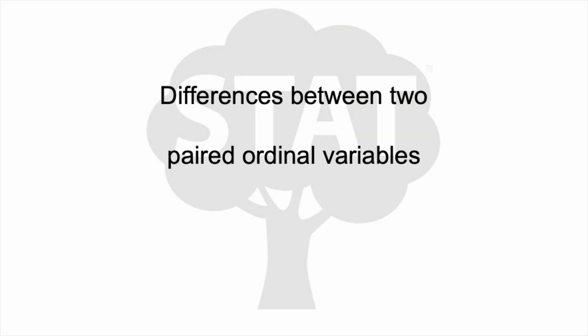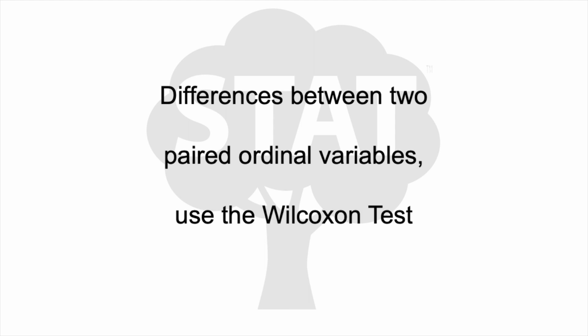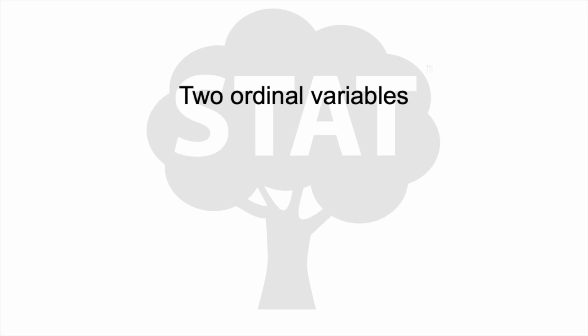To test whether there are differences between two ordinal variables, the Wilcoxon matched pairs sign rank test would be appropriate. This test is similar to the paired samples t-test, but for ordinal or non-normally distributed continuous variables. You will need two ordinal variables, or two continuous variables where the assumption of a normal distribution of the differences has not been met, in order to run this test.